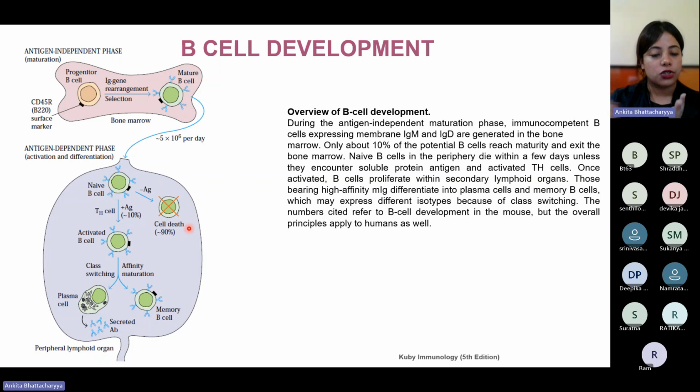Let's go over the legend once, just to make sure we've not missed out on anything. During the antigen-independent maturation phase, immunocompetent B cells expressing. Immunocompetent means that they are capable of eliciting an immune response. Please keep these terminologies very clear in your head. Immunocompetent does not even necessarily need to be a cell. You can even refer to a person as immunocompetent or immunocompromised. When somebody has the capacity to elicit an immune response, then they are immunocompetent. When they do not have that ability, they are immunocompromised.